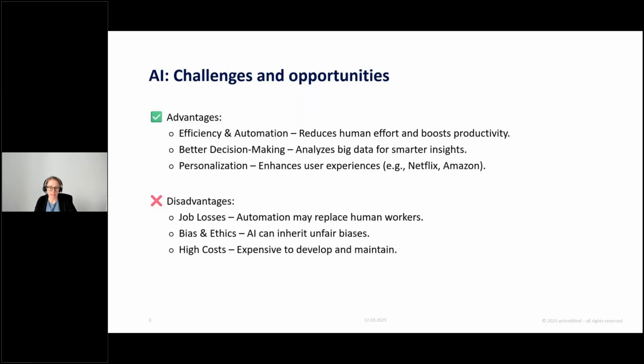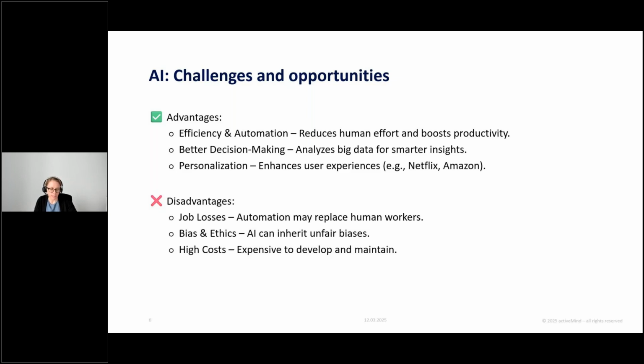Then there are bias and ethics problems. AI can inherit unfair biases, and this can lead to discriminatory outcomes. I can give an example from the Netherlands. They used AI algorithms for visa applications, and it became apparent that those algorithms had potential biases. So visa applications didn't go through even though all the criteria were fulfilled. It could also lead to high costs, because obviously it's expensive to develop and maintain AI systems.